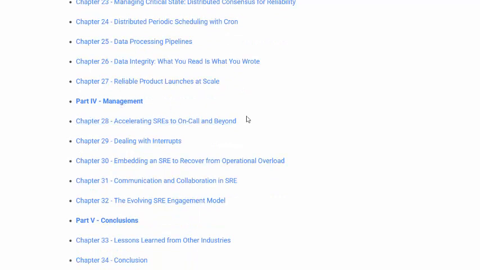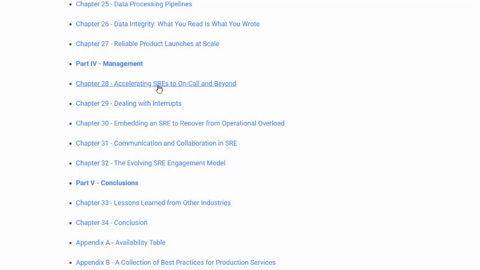Part four, management. Accelerating SREs to on-call and beyond, dealing with interrupts, embedding an SRE to recover from operational overload, communication and collaboration in SRE, the evolving SRE engagement model.